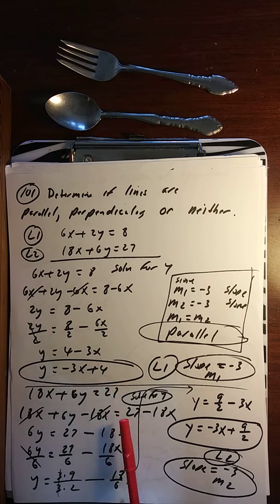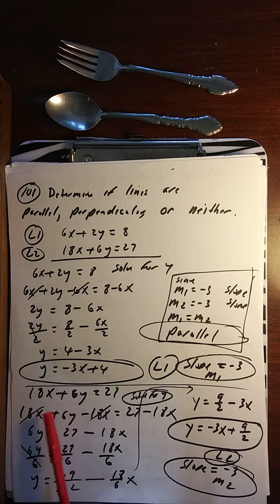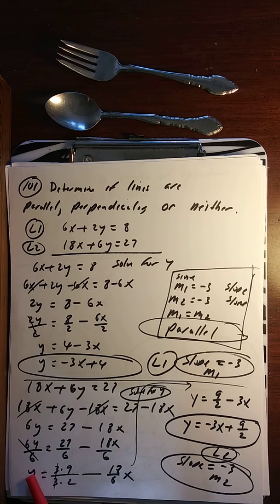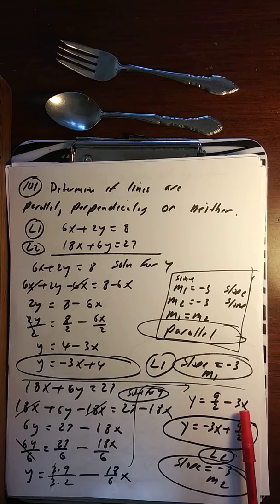That's the first one. Second one, let's solve the second one also for y. Minus 18, minus 18. So they have this. Divide by 6, by 6, by 6. So we have 3 times that, 3 times that. So we have y equals 9 half x. Flip it. y equals negative 3x plus 9.